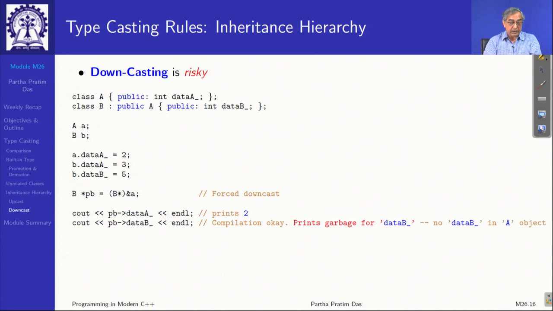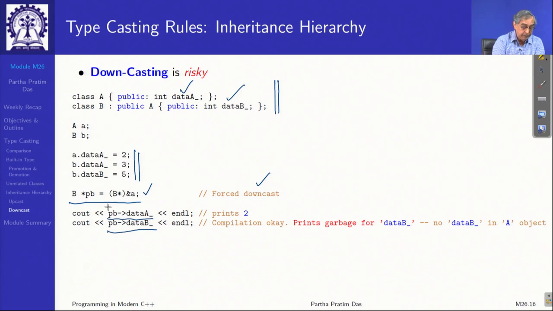Now, if I do downcasting forcibly in the same example, with the same initialization, all that I am doing is a downcasting here. That is, I am taking the address of an A object and putting it as if it is a B object. So, I am leading to information which does not exist. Now, the compiler cannot do anything in this case, because you have told the compiler it is an explicit downcast. With PB, I can access data A, and I think I can access data B also, because PB is a B type pointer.